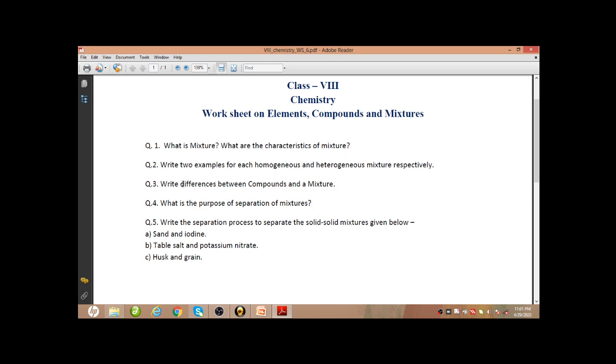Next, differences between compounds and a mixture can also be written on your own. Next, what is the purpose of separation of mixtures? Why do we need to separate a mixture? There are two purposes. One is to remove unwanted or harmful substances, and the other is to get the useful substances. So these two are the purposes of separation of mixtures.